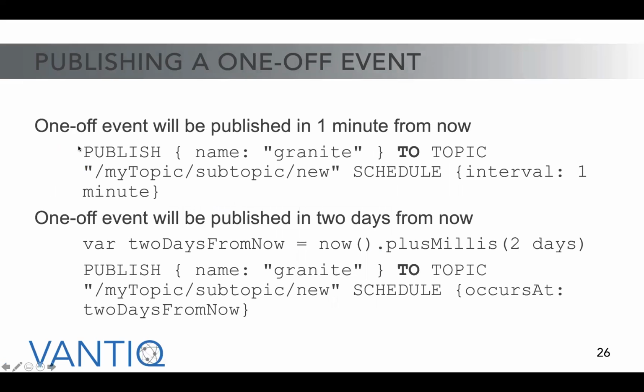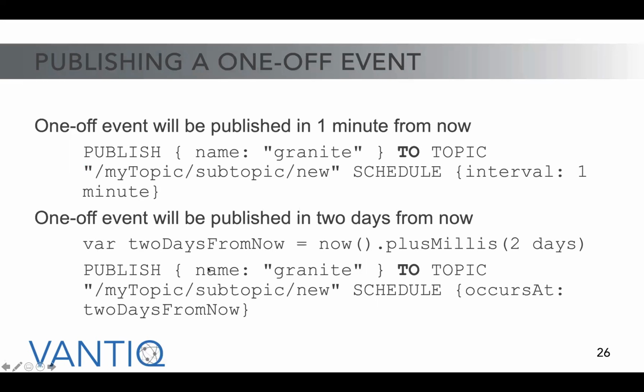So here's an example of doing this by code, and I'm gonna show you how to do that on the UI. So by code, you can create, like, publish, name granite to topic, and then you put the name of the topic, and then you schedule. You put the schedule interval equals 1 minute. You can put, for example, another one for 2 days from now. So you create an object, 2 days from now equals now plus millis 2 days. It's another interval. It's not a string.